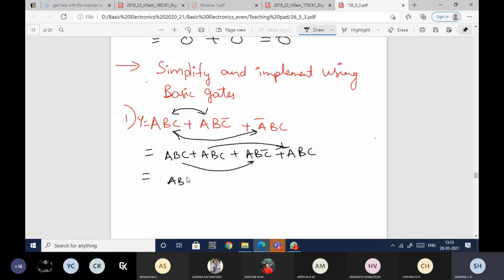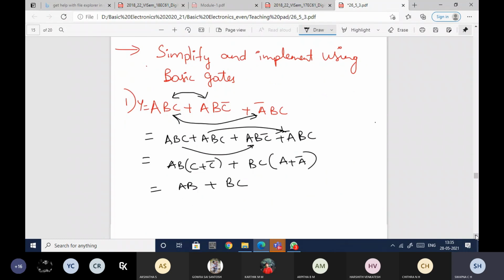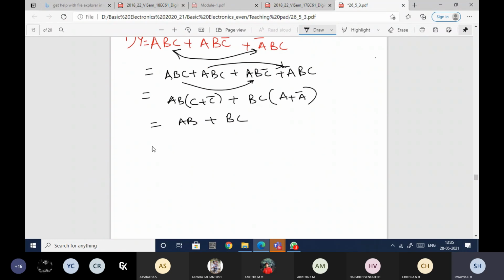In the first and third term I'll take AB common, so I'll be left with C plus C bar, and in the second and the fourth term I'll take BC common, so that I'll be left with A plus A bar. So this is equal to AB into 1 plus BC into 1, it is AB plus BC only. So simplification is not possible further, so I can just implement using basic gates.